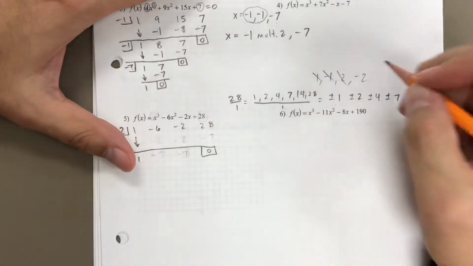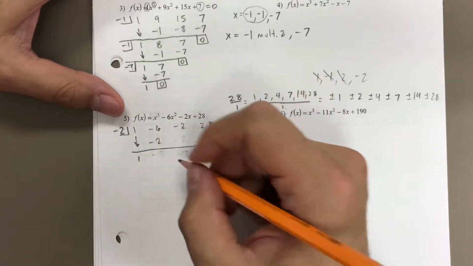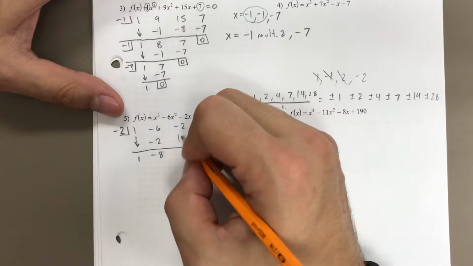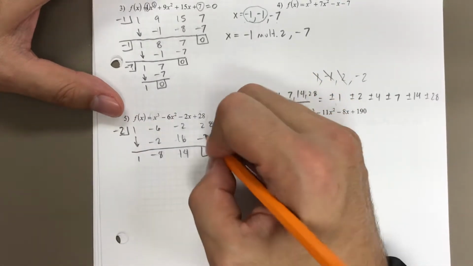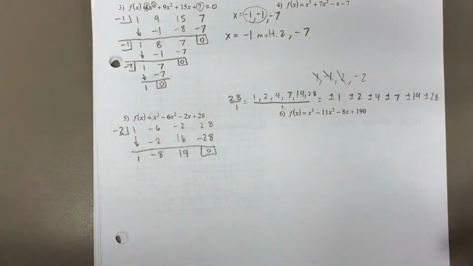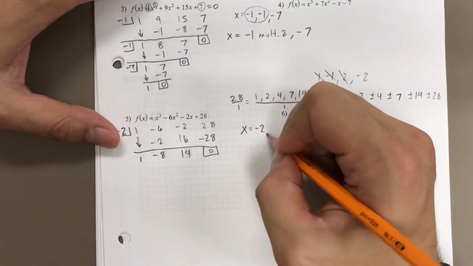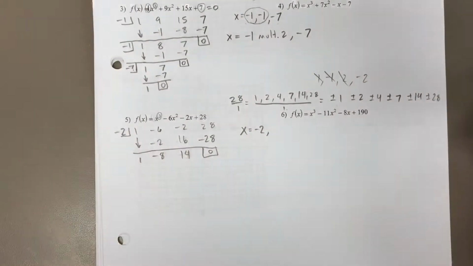Let's try negative 2. All right, 2 times negative 2 is negative 2. Negative 2 times negative 2 plus negative 6 is negative 8. Negative 8 times negative 2 is 16. 16 minus 2 is 14. 14 times negative 2 is negative 28. We found one. Okay, so negative 2 is one of my zeros. X equals negative 2. That's one of my zeros. Awesome. We just need 2 more, and we're done.